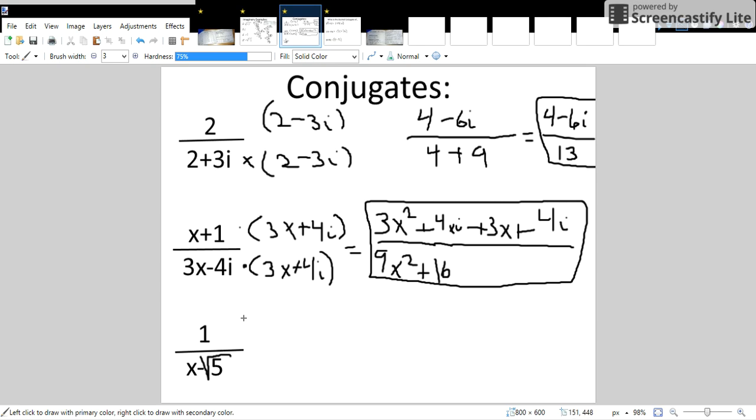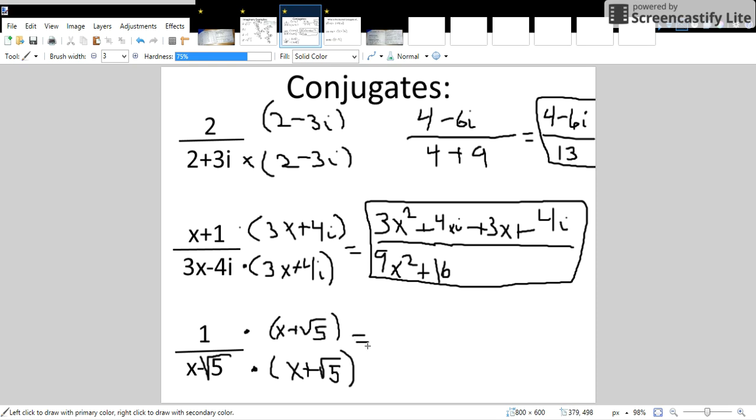Okay, pause the video, see if you can figure out the last one. You can find the conjugate of the denominator and rationalize it. Okay, the desired conjugate of x minus square root of 5 is x plus the square root of 5. And then you'll multiply that by the numerator as well, x plus square root of 5.